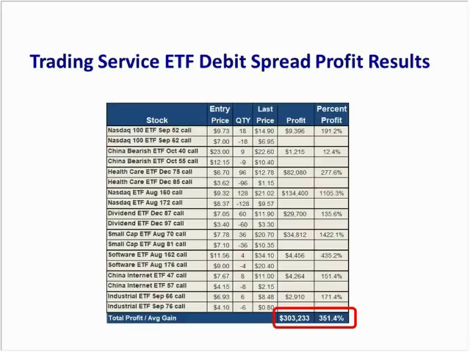I took a snapshot yesterday of our open trade profits in our ETF debit spread portfolio. This column here lists the current ETF debit spreads that we have on. We list the entry price, the number of contracts, the last price, and then the profit and percent return. And as of yesterday, we had $303,000 in open trade profits, average return of 351%. So as you can see, the ETF debit spreads are performing very well this year, despite the volatile market conditions.